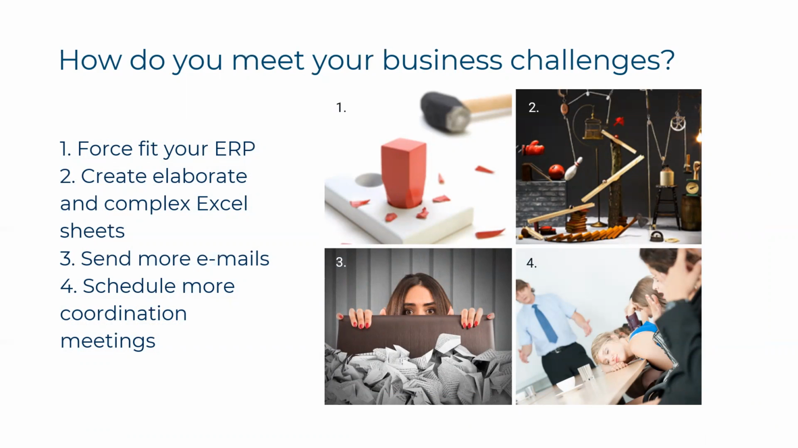The first is trying to force fit an existing system to make it do what you want. And that's the classic square peg, round hole situation. Probably the most common solution, and I always joke that the largest ERP system in the world is Microsoft Excel. But folks make these huge Rube Goldberg contraptions, elaborate and complex Excel sheets, and those often do get the job done, but they're not robust.